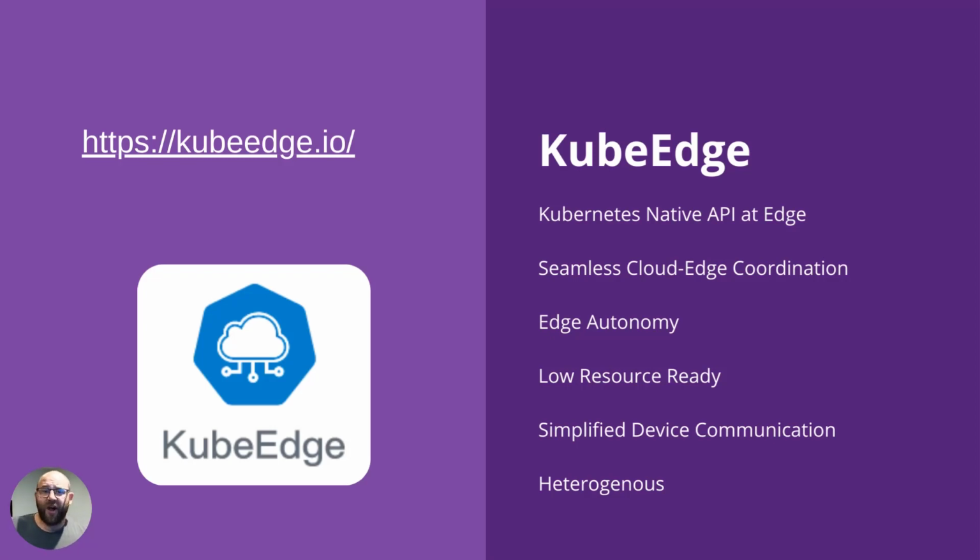The quick fire bullet points of what KubeEdge is. So, Kubernetes native API at edge. You'll see that in the demo, as we're doing everything through kubectl. Seamless cloud edge coordination. You'll see that again. Edge autonomy, low resource ready, simplified device communication, heterogeneous, doesn't matter where it runs, very agnostic to that.